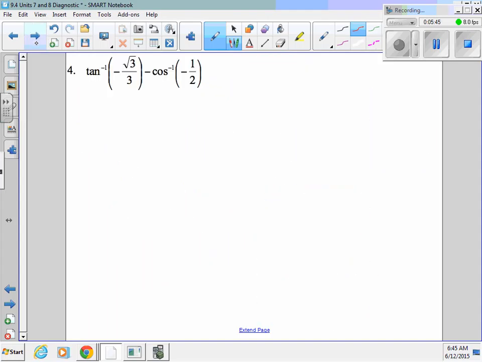Okay, next question, number 4. We have inverse tan this time of negative radical 3 over 3 minus inverse cos of negative 1/2. So this is a good time to review our ranges for inverse functions. The range for inverse sine is negative 90 to 90, or negative pi over 2 to pi over 2. And you can look back at the lessons as to why that's the case.